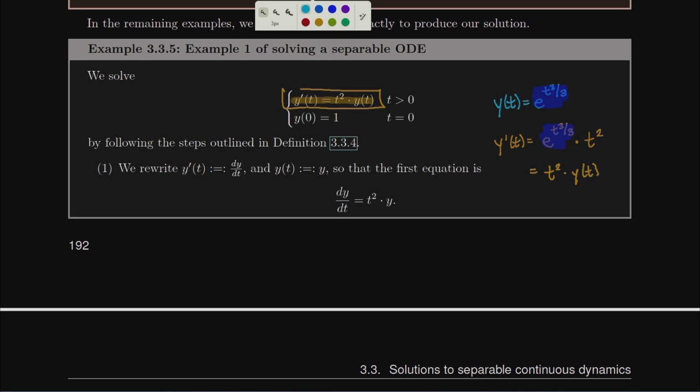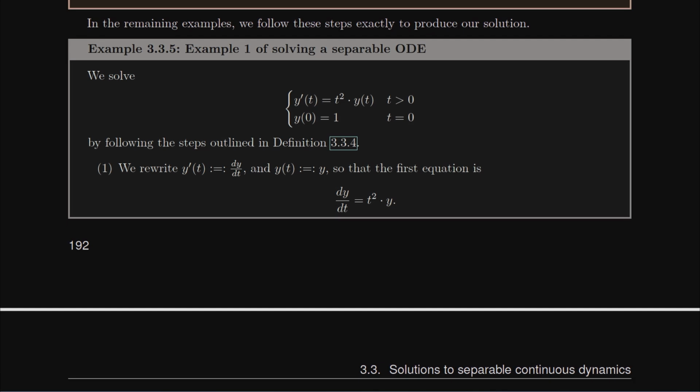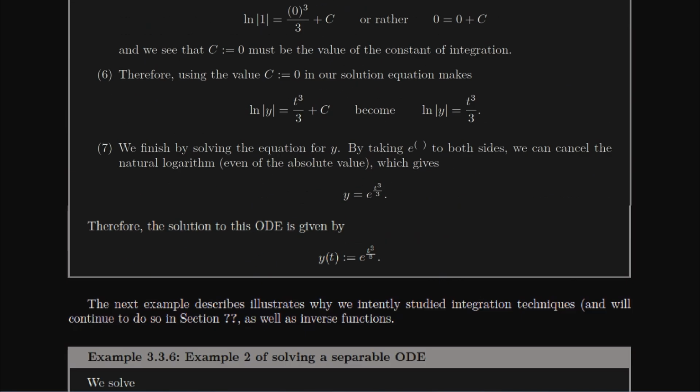Is the second initial value portion true? Let's evaluate at 0. That's going to be e to the 0 cubed over 3, also known as e to the 0, also known as 1. And so yes, the second initial value is also true here. So we've done a good job solving our separable ODE.